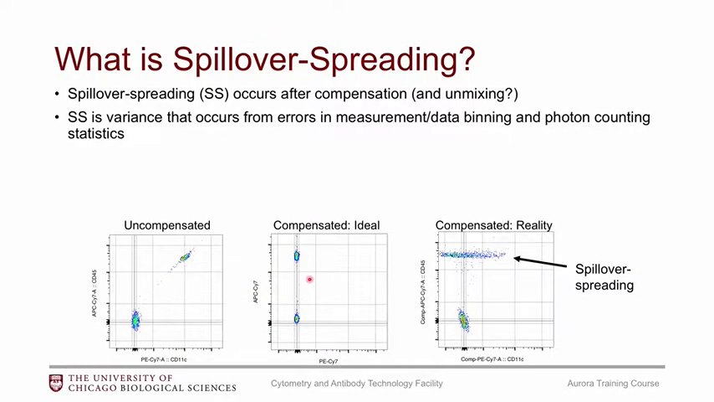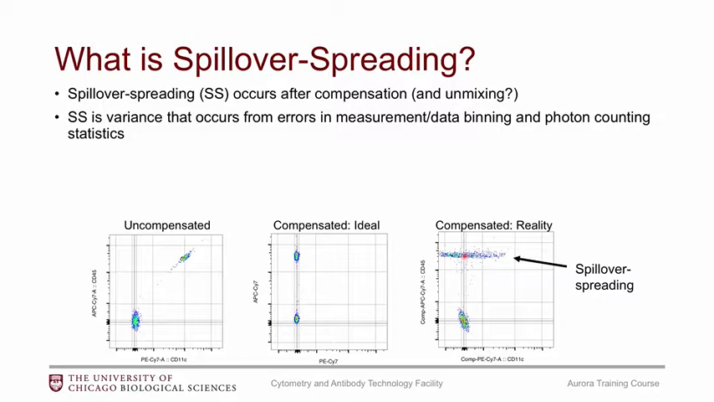So now spreading, or spillover spreading, you will see when the compensation has been applied. So here's another example where we've got an undercompensated sample. We apply compensation to this, and ideally we would hope that our sample now looks like this, but in reality we see something like this. We see spreading in this positive population.